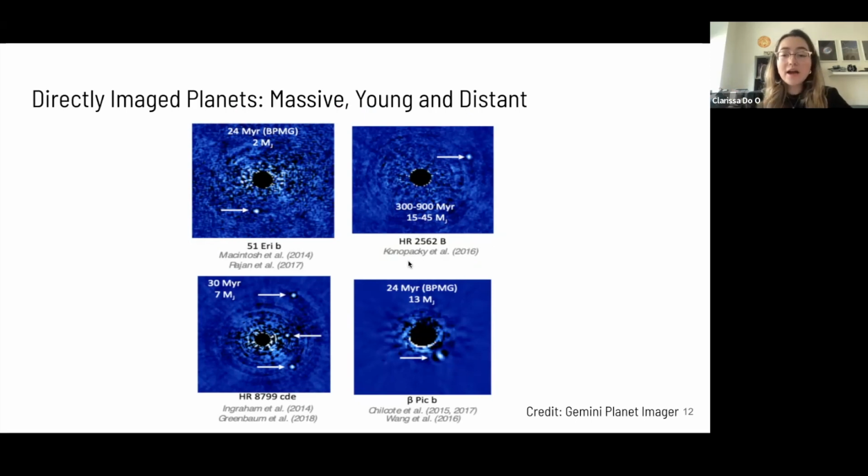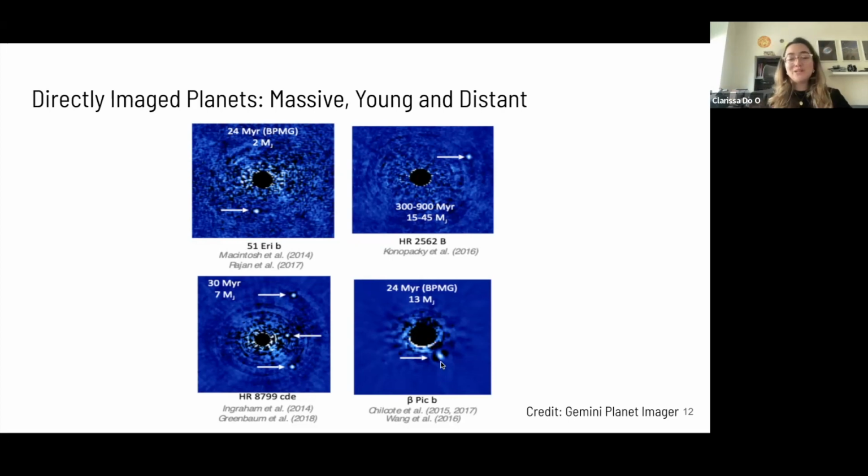So here I have a few examples of some directly imaged planets. They were taken with the Gemini Planet Imager, or GPI for short, which is the instrument I currently work on for my thesis, but will not be the focus of this talk. Essentially the way it works is, as I said before, we try to cover the light from the star. Here the star is in the center and it's being covered by the coronagraph. And here we have each of the planets being shown with arrows. So we have 51 Eri b, HR 2562b, HR 8799c, d, and e, and Beta Pic b.